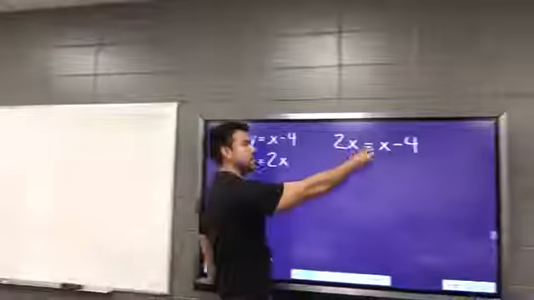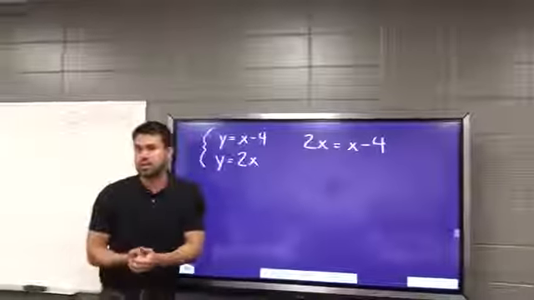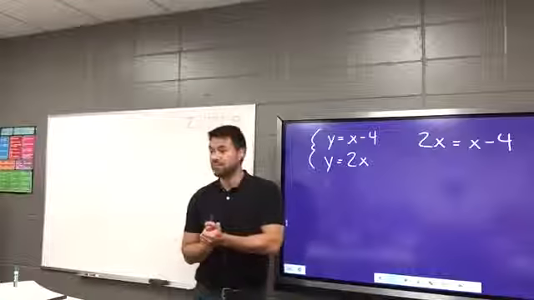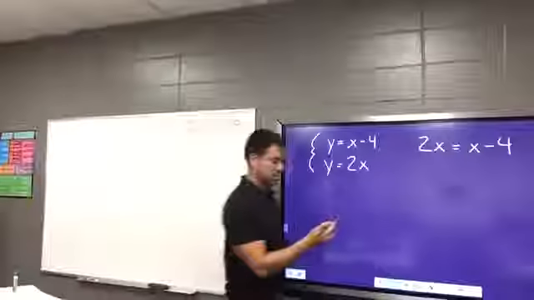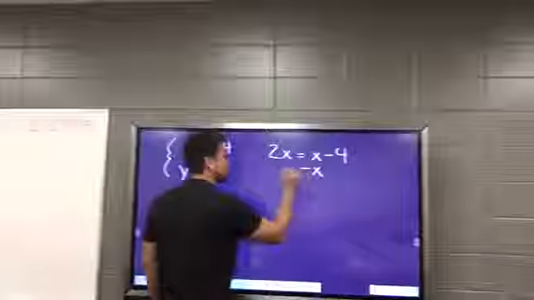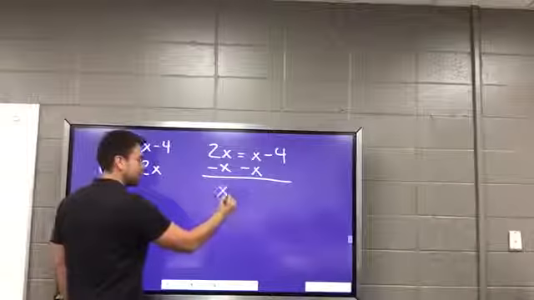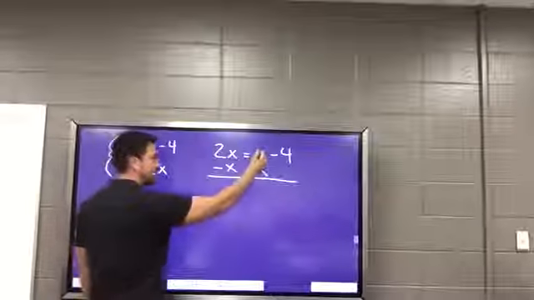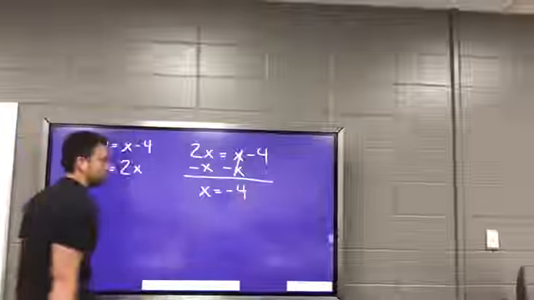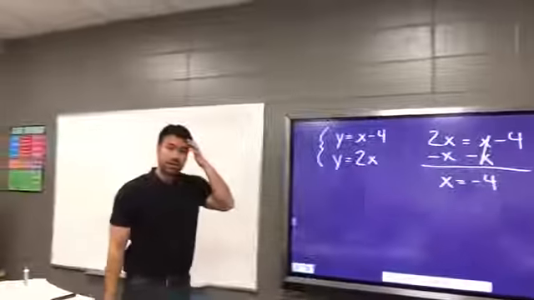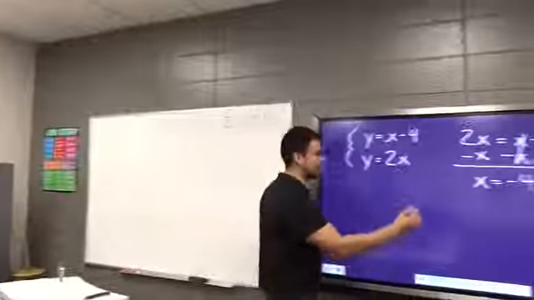Okay, how do you solve for x over there? Anyone want to help me out? So you would subtract x from both sides. Good. Subtract x from both sides. Very nice. What's 2x minus x? Yeah, you can just put x or 1x, and then you get negative 4. So what does x equal? Negative 4. Great. I got half my answer.